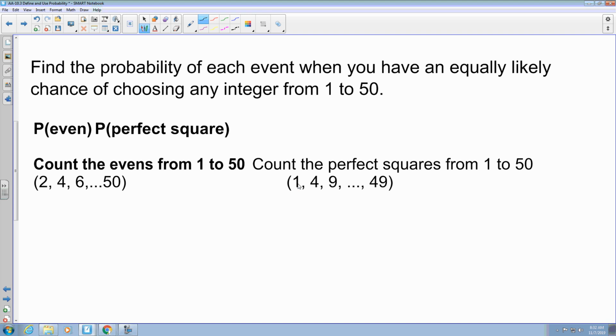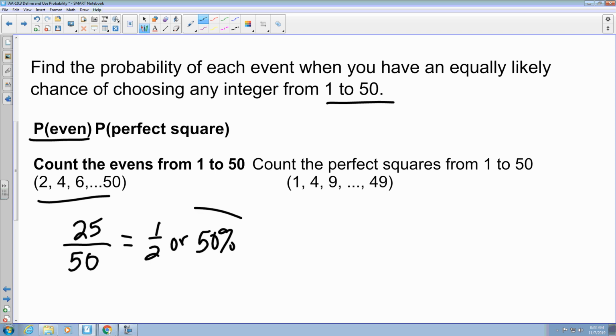We have a couple of questions here. We are looking at the likelihood of choosing an integer between 1 and 50. They want you to find the probability of finding an even number, and then the probability of finding a perfect square. For even numbers, they gave you 2, 4, 6, 8, all the way up to 50. If you count it out, there are 25 favorable outcomes divided by 50 total outcomes. This gets reduced to 1/2, or 50%. So you have a 50% chance of getting an even number.